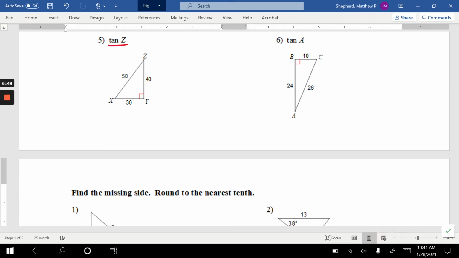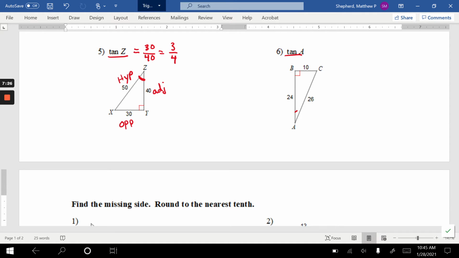We want the tangent of z. Remember, tangent is the TOA, so opposite over the adjacent. First we've got the hypotenuse. We care about angle z, so there's our opposite, and there's our adjacent. TOA, opposite over adjacent, 30 over 40. So 3/4.